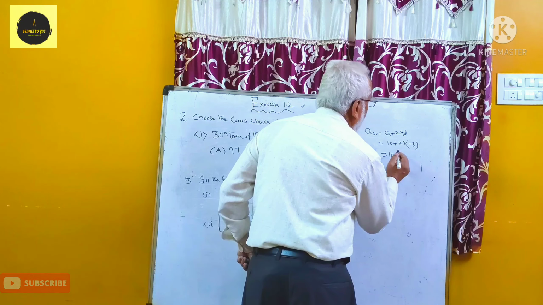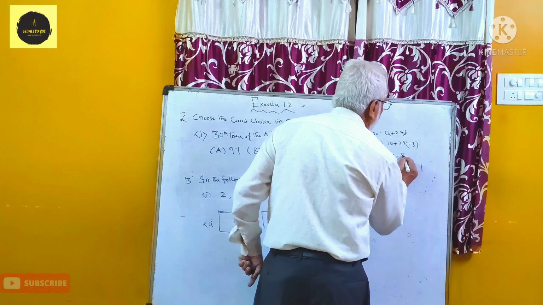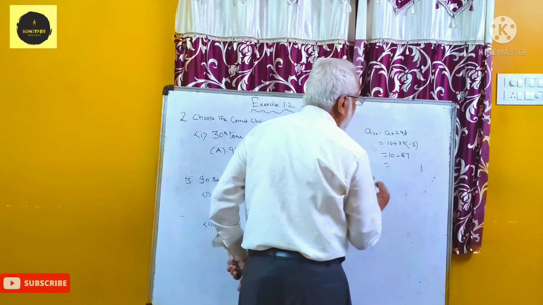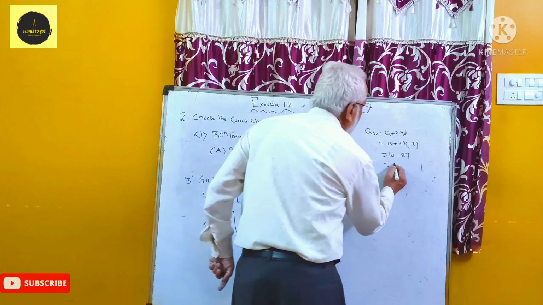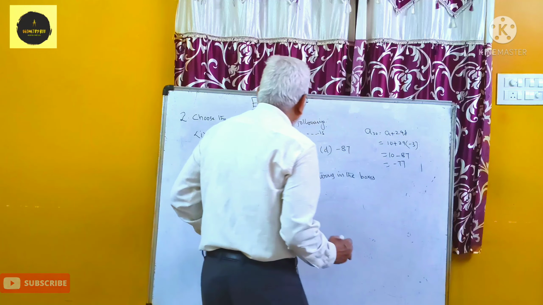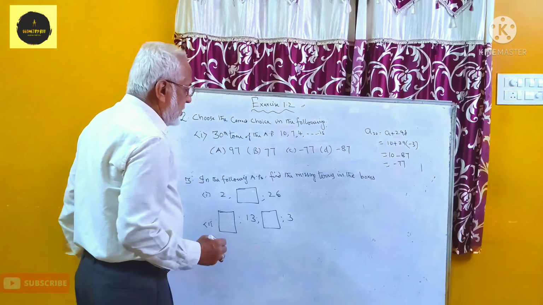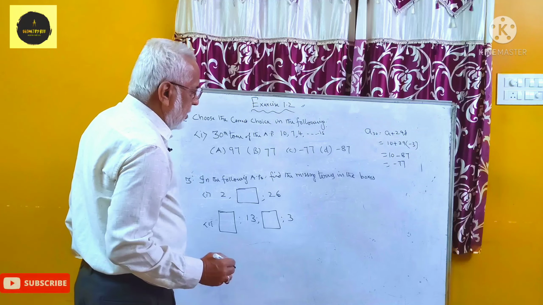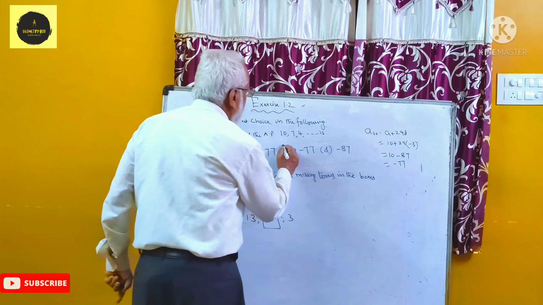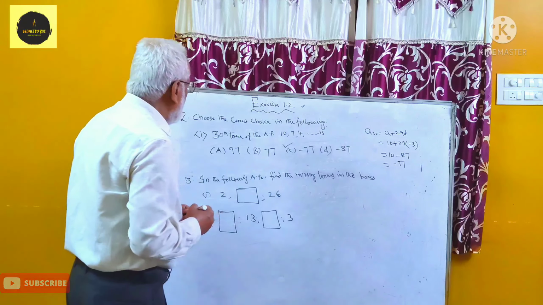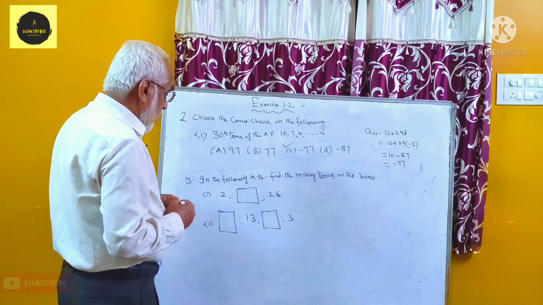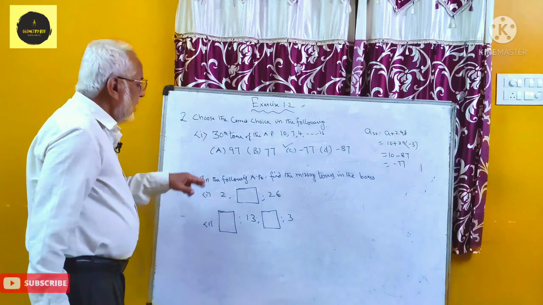Then 10 plus minus 3 into 29, that is 87. Subtract 87 from 10, it is minus 77. So which is the correct answer here? The correct answer is C. This is how we have to choose the correct answer. Now, we come to the third main.